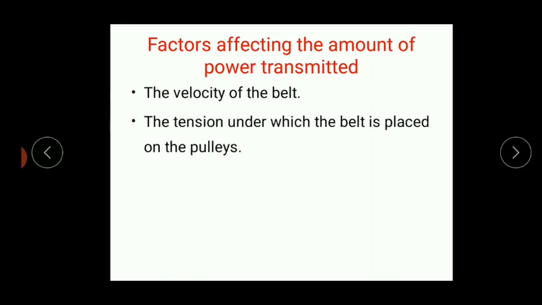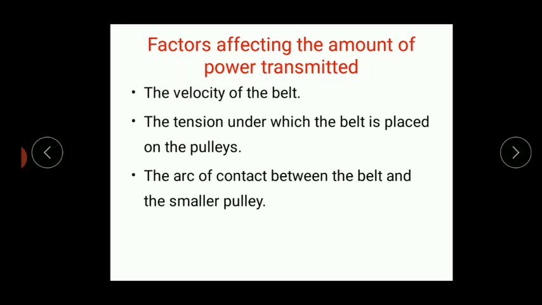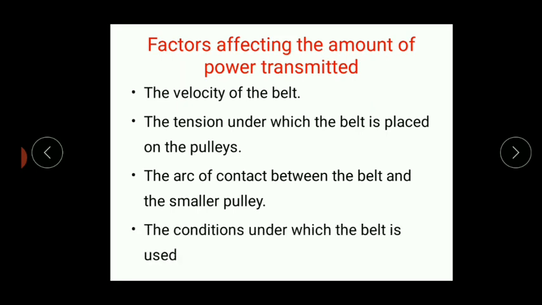Similarly, the tension under which the belt is placed on the pulley is also an important factor while considering which type of drive is to be used, or what amount of power is to be transmitted. Similarly, the arc of contact between the belt and the smaller pulley is a very important factor here. We will discuss this later on, that what is the arc of contact. The conditions under which the belt is used, as we had discussed in the previous slide, are important.